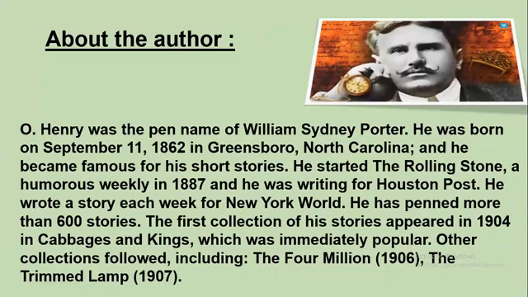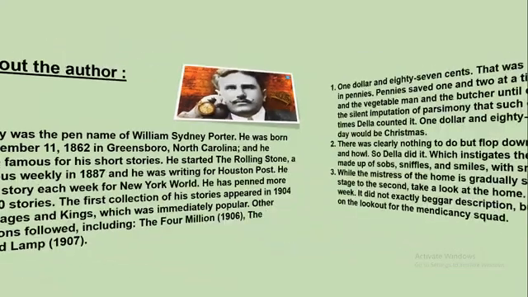He became very famous for his short stories. He also wrote a humorous weekly in 1887. He is famous for writing 600 stories. The first collection of his stories appeared in 1904, Cabbages and Kings, and it became popular immediately. The other collections include The Four Million and The Trimmed Lamp. He has done many works in the field of literature, and he is one of the famous writers. So let us see what we have to learn in this lesson.